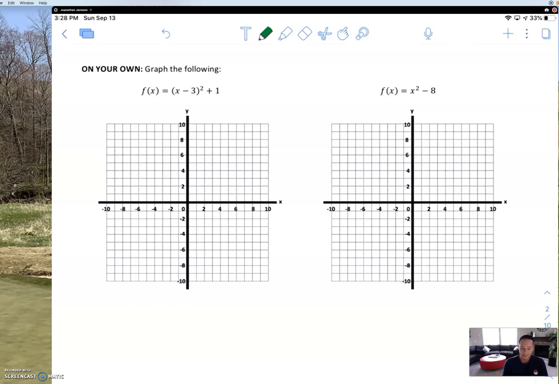All right, let's see if you got yours correct. For the first one on your own, your vertex should have been located at (3, 1). It went to the right by 3, and it went up by 1. So if you start at (3, 1), that's your vertex, and from there it should have looked something like this.